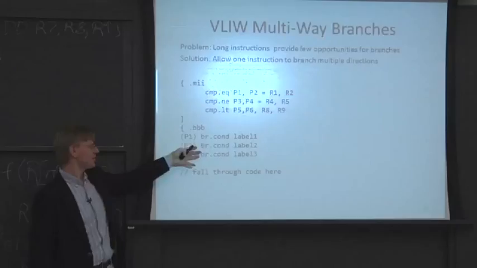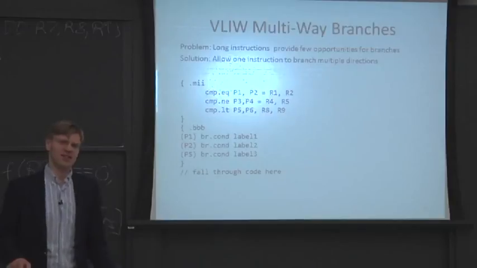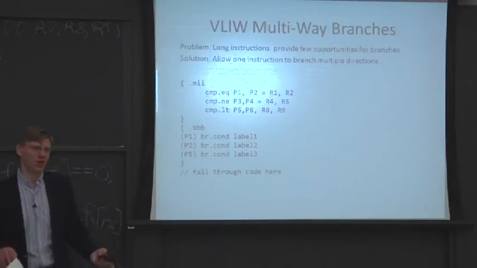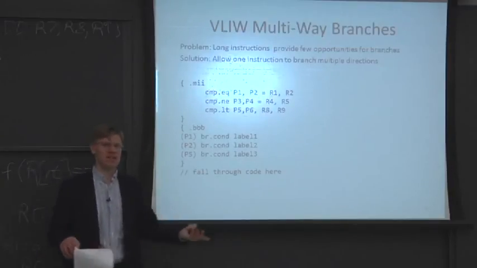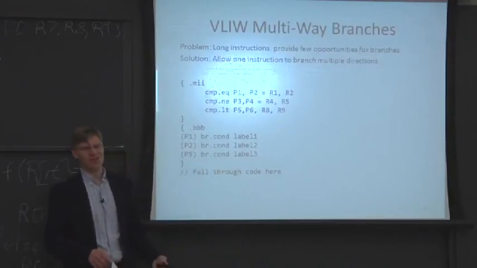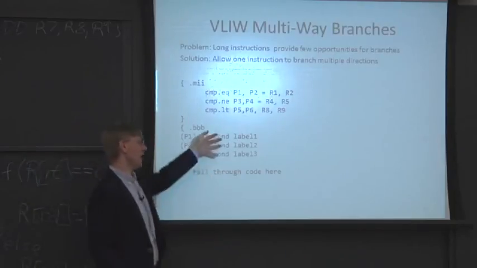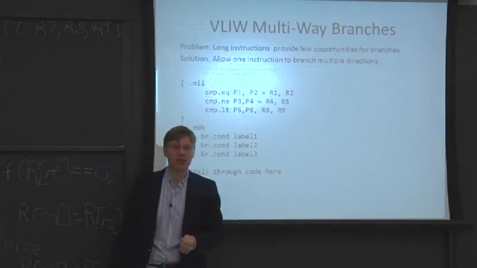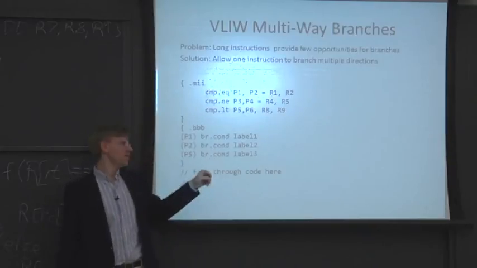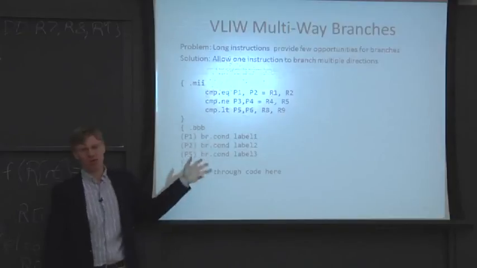If you have 3 branches together, you need to somehow order these branches, because let's say they all resolve to being taken. Well, which one do you take? Because you could branch to all 3 different places, and we want deterministic execution. So typically when you have an instruction set with multi-way branching, you define some order. Maybe the first one has priority over the second one, which has priority over the third one, et cetera.